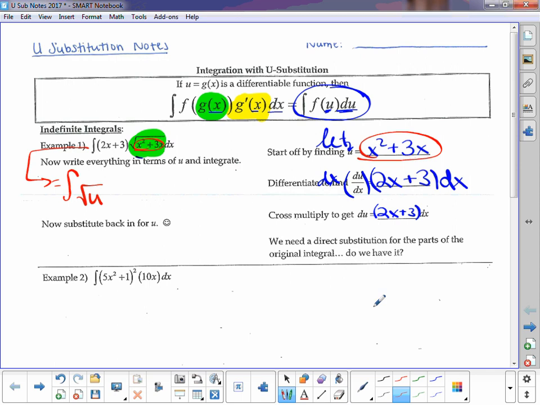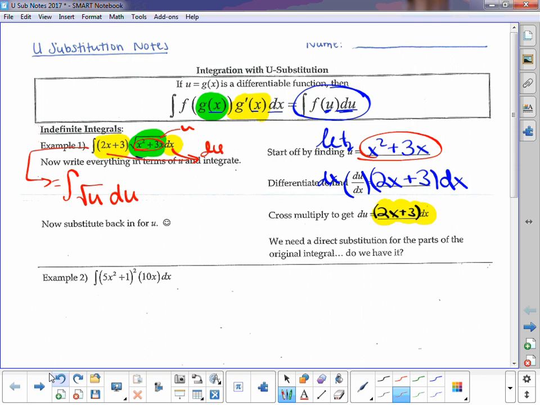And then if I look, 2x plus 3 dx, isn't that just du? So are you okay with me then just writing du here? I'm replacing the yellow with du, and I'm replacing that inside green. Are we good there?